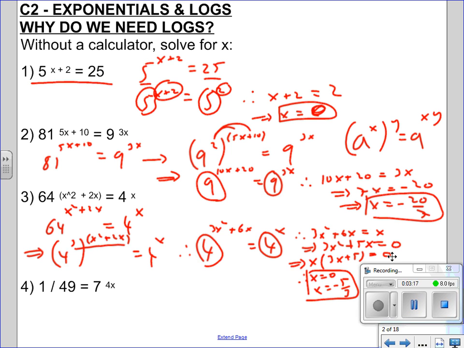Number 4. So I'm going through this quite quickly. Like I said, I've done this before, and that's quite irritating.